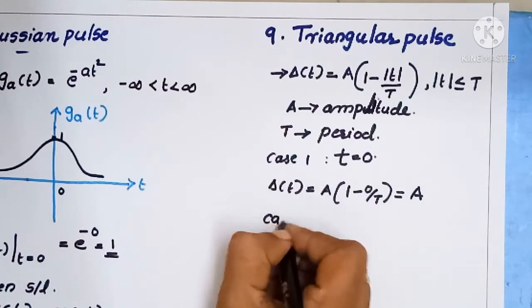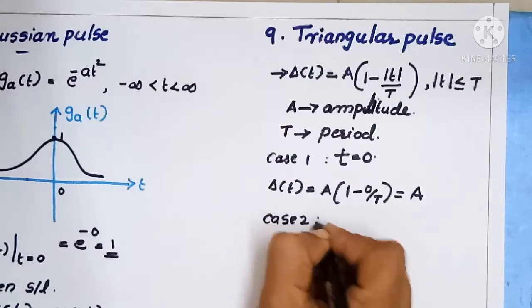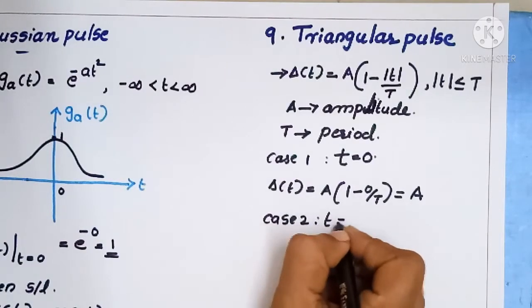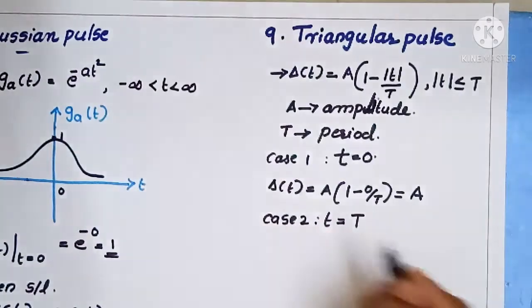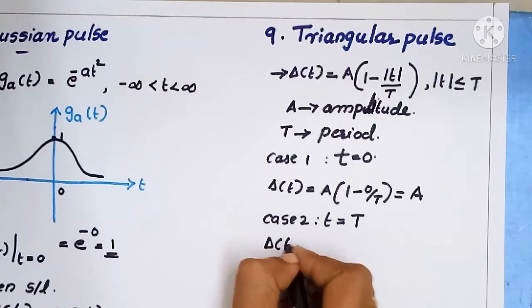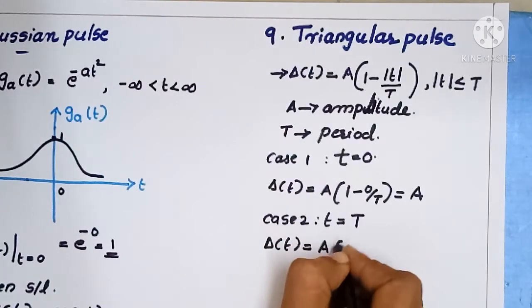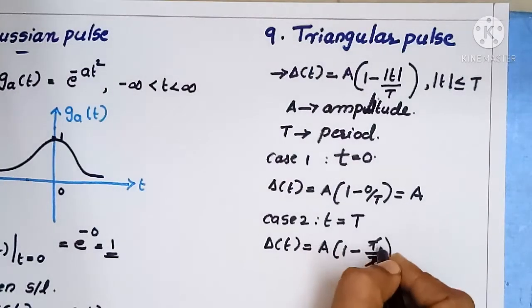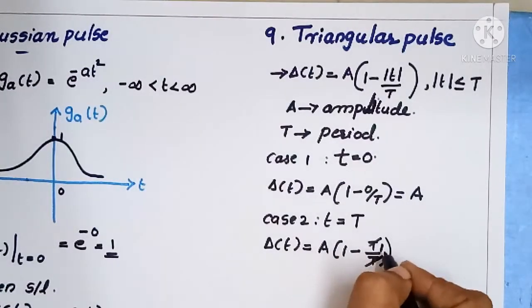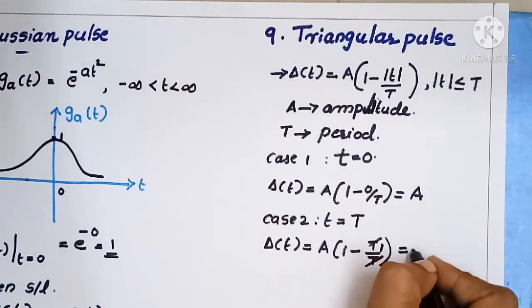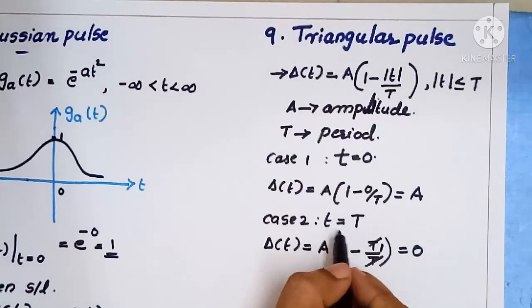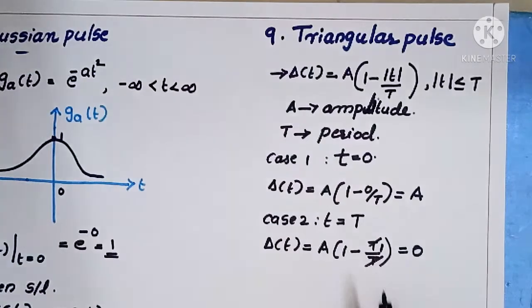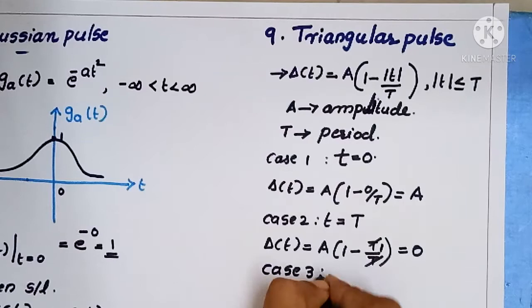Next we can take the second case, case 2: t is equal to capital T. So del of t can be written as a into 1 minus T by T. It cancels, so here we get 1, and 1 minus 1 becomes 0. So when t is equal to T, del of t becomes 0. Next we can take another case, case 3, that is t equal to minus T.